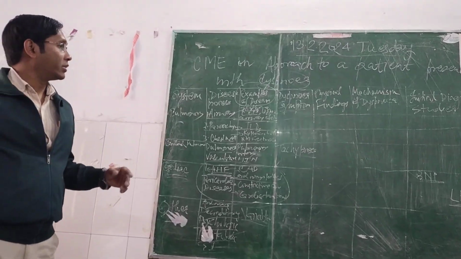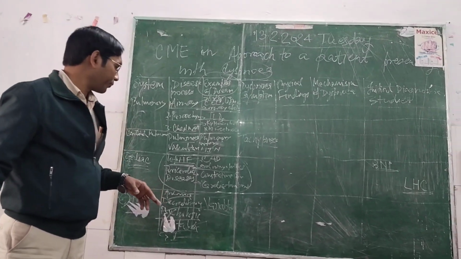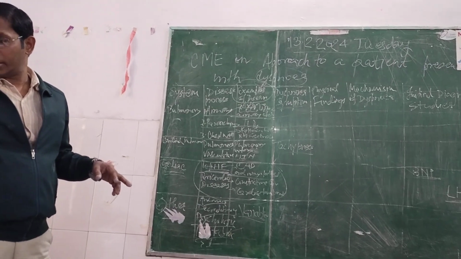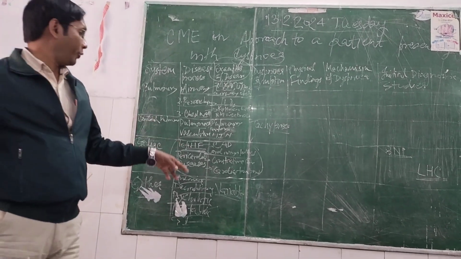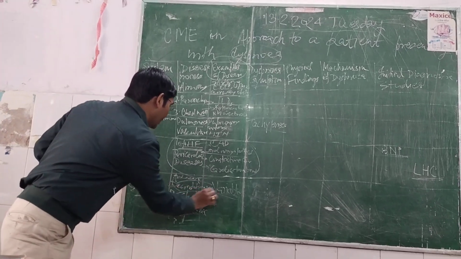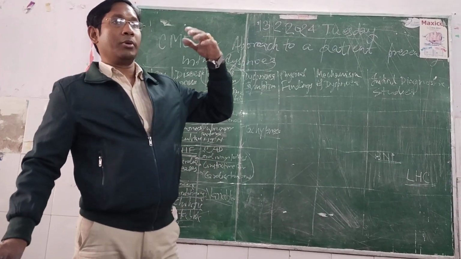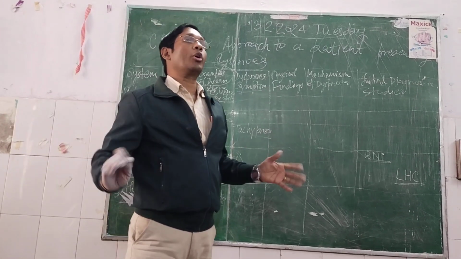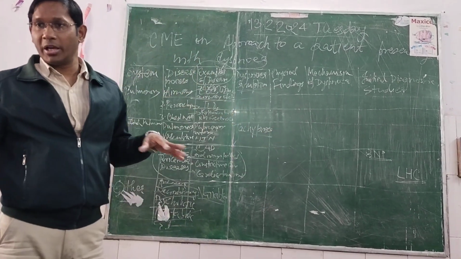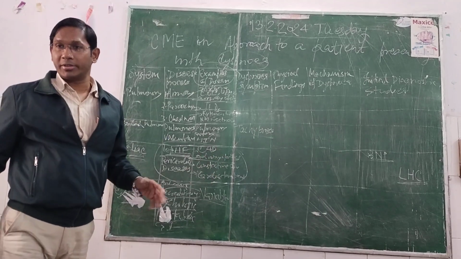Number one, exertional breathlessness, poor fitness. In this case, deconditioning. A person has been put in a hill station, and now he is not fitting with the environment. That is called poor fitness.